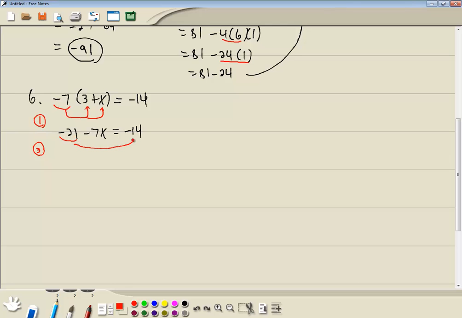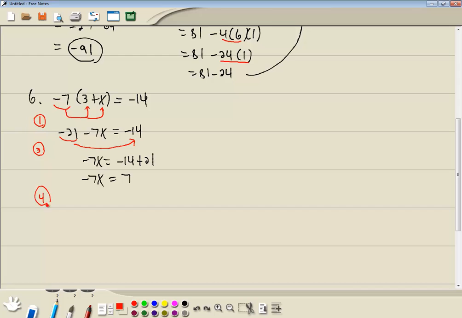Step 3, get everything with an x on one side and numbers on the other. So I'll take that negative 21 and move it to the right side. You take anything across the equals, your sign changes. The negative 21 becomes a positive 21. At any step, combine together numbers. Negative 14 plus 21 is 7.